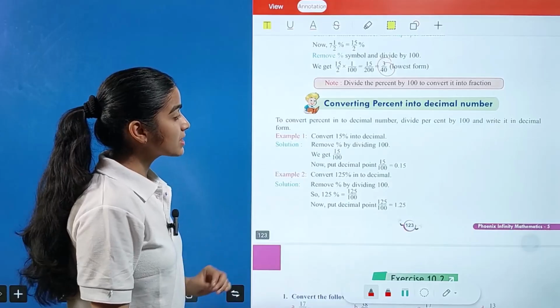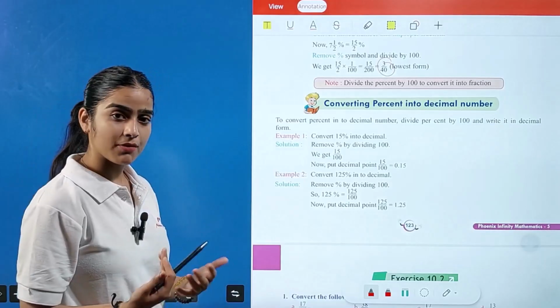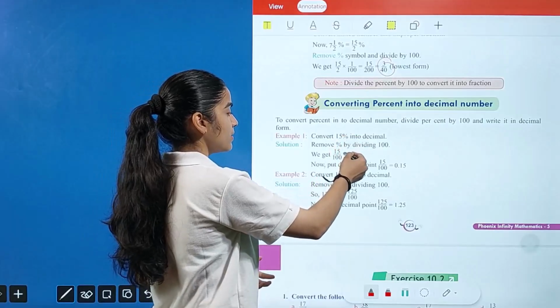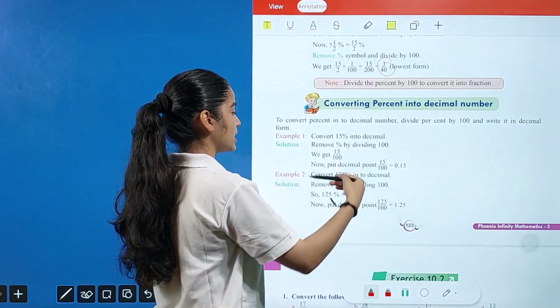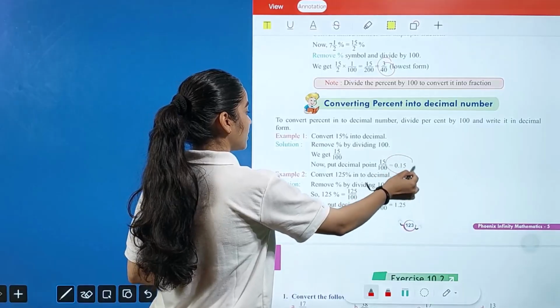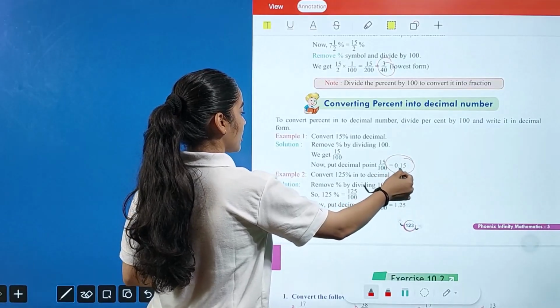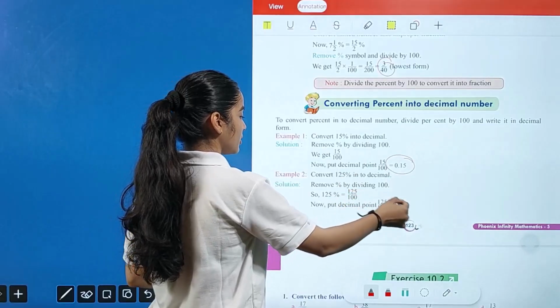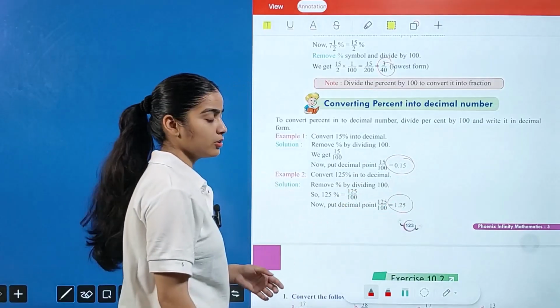Now converting percent into decimal number. First we have to convert it into fraction form. 15% will be in fraction 15 by 100. Then we can easily convert it into our decimal form, 0.15. Now 125%. So 125 upon 100, your decimal form will be 1.25.